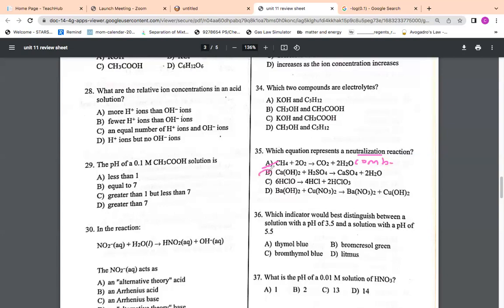B, this is good. We have calcium hydroxide, that's an Arrhenius base. Sulfuric acid, that's an Arrhenius acid. We end up with calcium sulfate, that's salt, and there is our water. So definitely choice B. But let's look at the others.